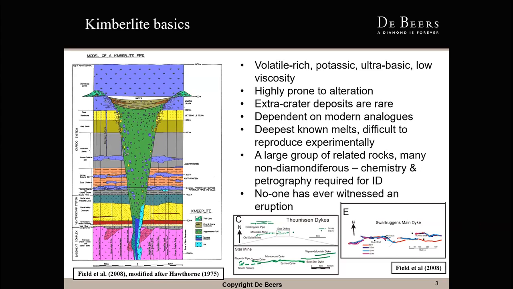They are part of a large group of related rocks, which we'll look at in a minute. And the majority of those are actually non-diamondiferous, which makes it a bit difficult. So you find them quite often during prospecting, but the really diamondiferous ones are not that common. And of course, to distinguish the kimberlites from some of the other rock types that are closely related to them, you need chemistry and sometimes some petrographic work to do that.